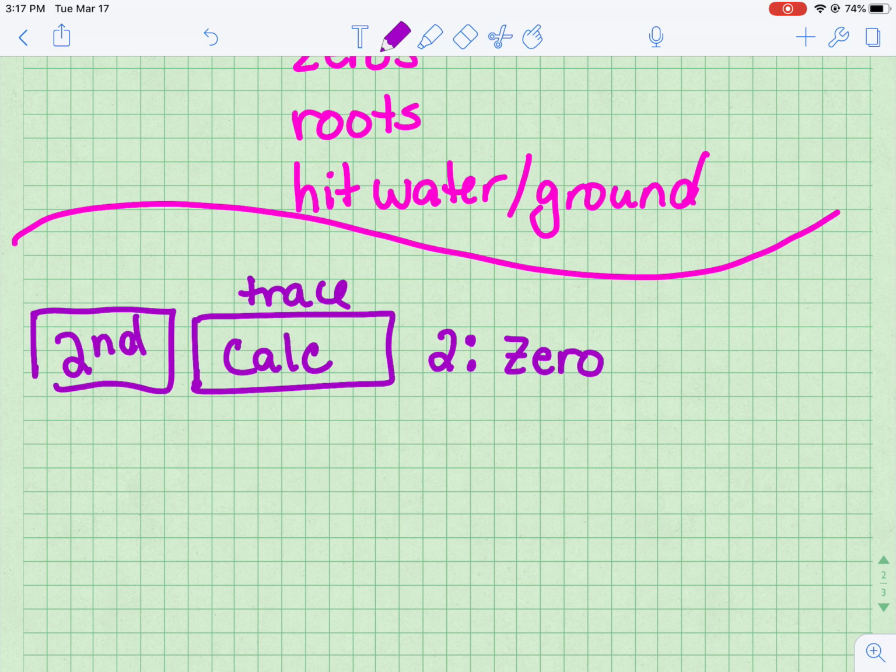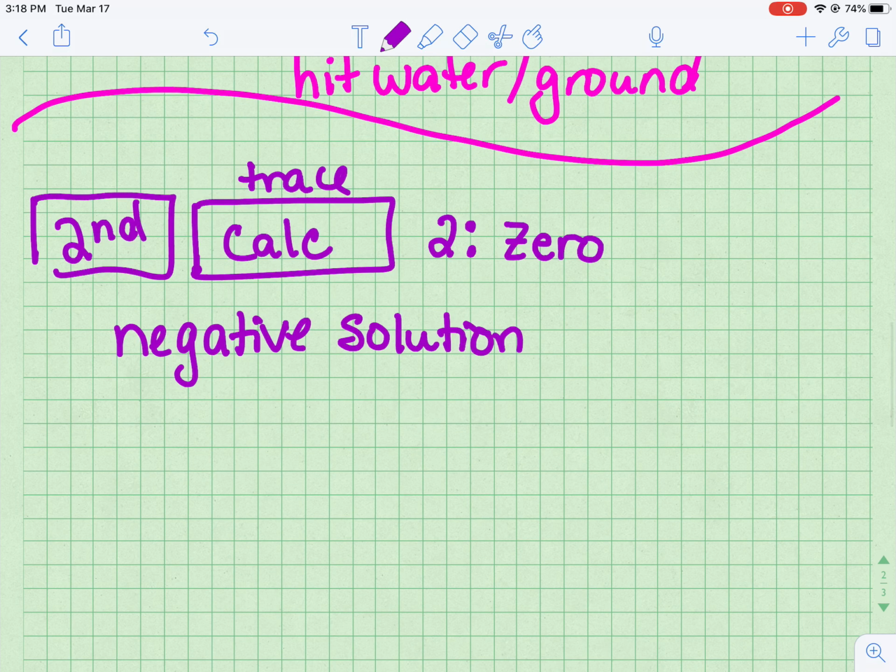Now before you hit that or right after you hit that, you have to decide which solution you want to look at first. So I'm going to look at the negative solution or the left solution first. Okay? And you have to choose one or the other because you can't do them both at the same time. If you try to look at both at the same time, you're going to get an error. So I'm going to focus on my left or my negative one.